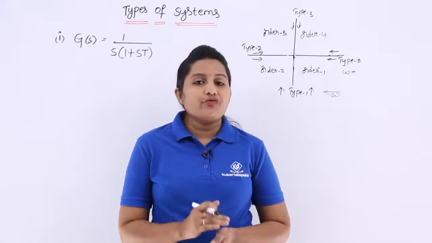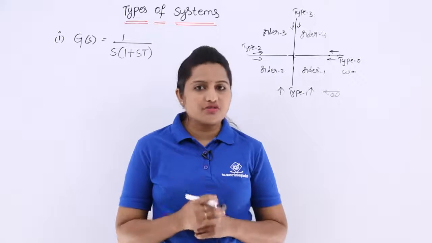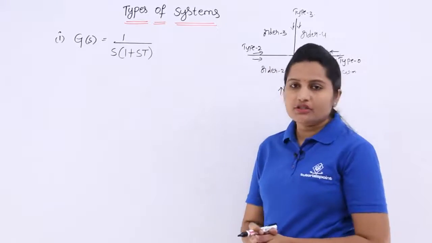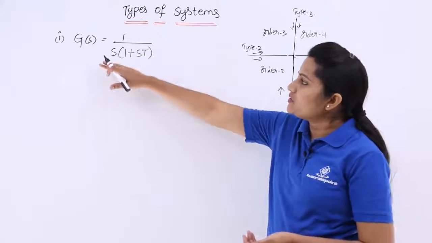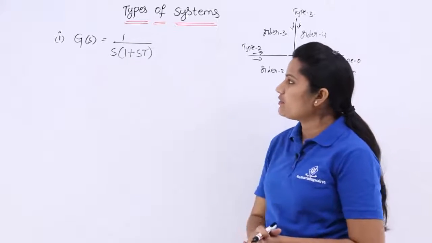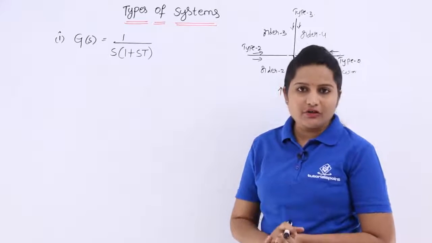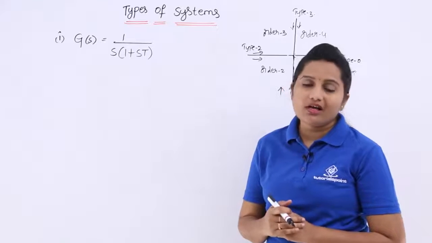In this video, we are going to discuss the shape of type 1 and order 2 system. Here we are given a sinusoidal transfer function of a system in S domain, that is, G(s) = 1 / (s(1 + sT)). This is the transfer function of the system, for which we need to find out the polar plot or Nyquist plot.